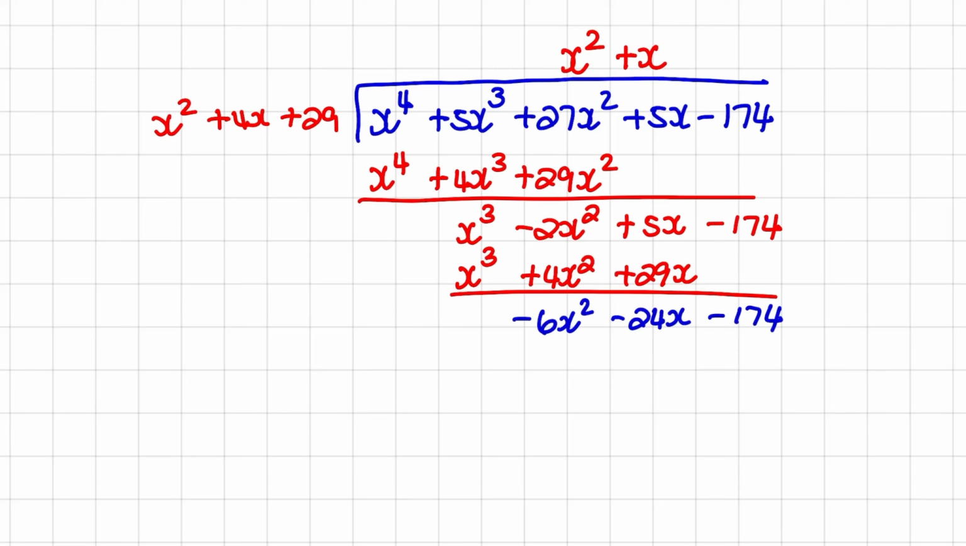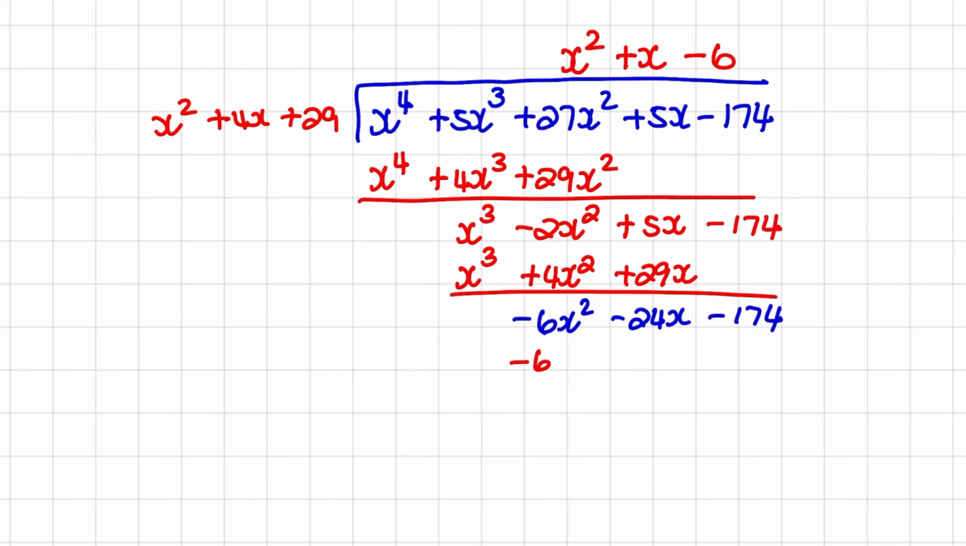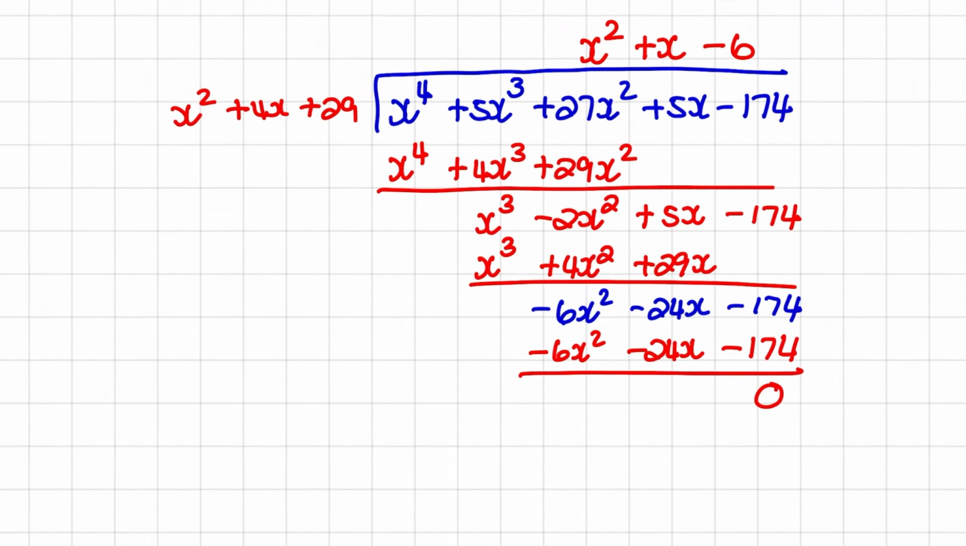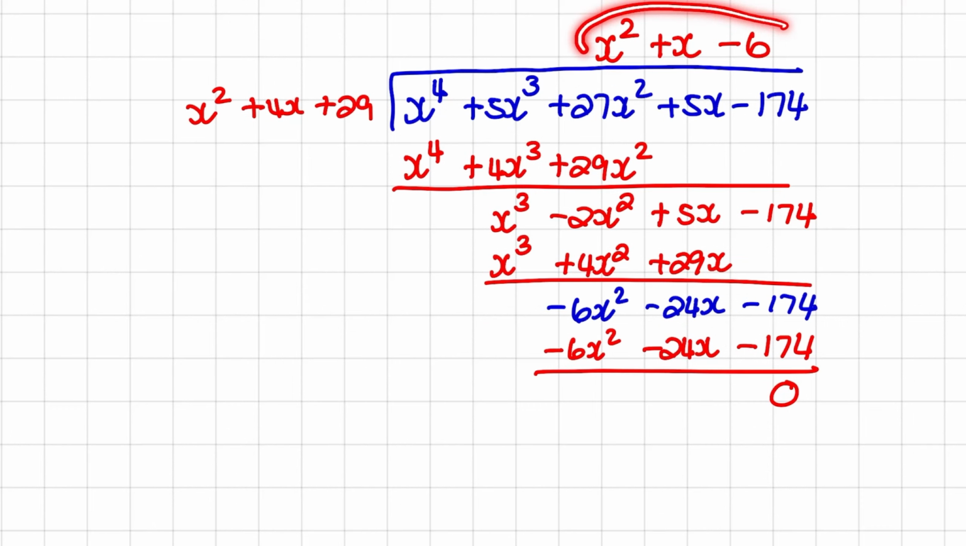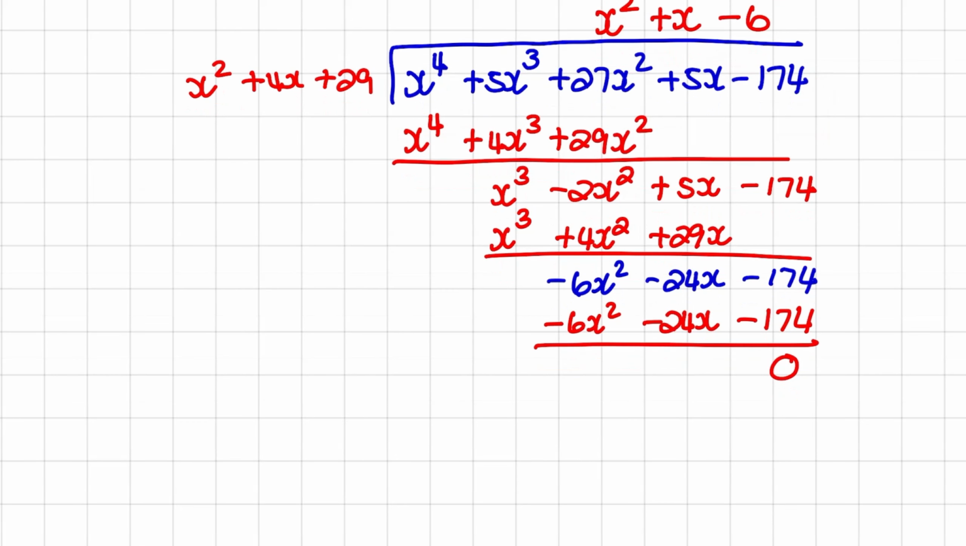Then I repeat that process again, so I divide -6x² by x², which is -6, and I multiply -6 by those three terms again. So it will be -6x² - 24x - 174. And if I subtract again, my remainder is 0. So that means that x² + x - 6 is also a factor of this expression. So now we have two sets of factors.